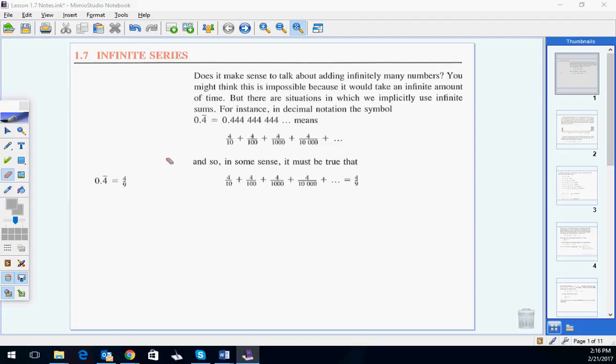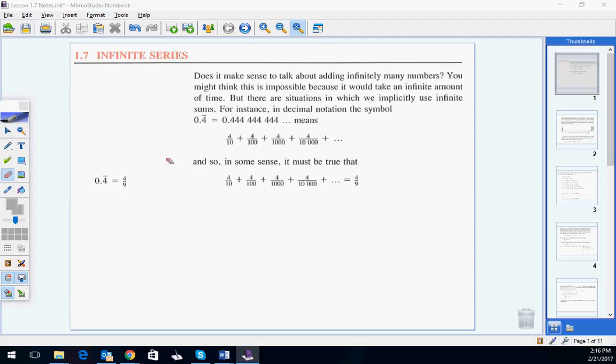1-7 infinite series. Okay, does it make sense to talk about adding infinitely many numbers? You might think it's impossible because it would take an infinite amount of time, but there's a situation in which we implicitly use infinite sums. For instance, the decimal notation of 0.4 repeating, as it's going on forever, can be represented in this pattern: 4/10 plus 4/100 plus 4/1000, etc. That's an infinite series because you keep adding on that next hundredth or thousandth.